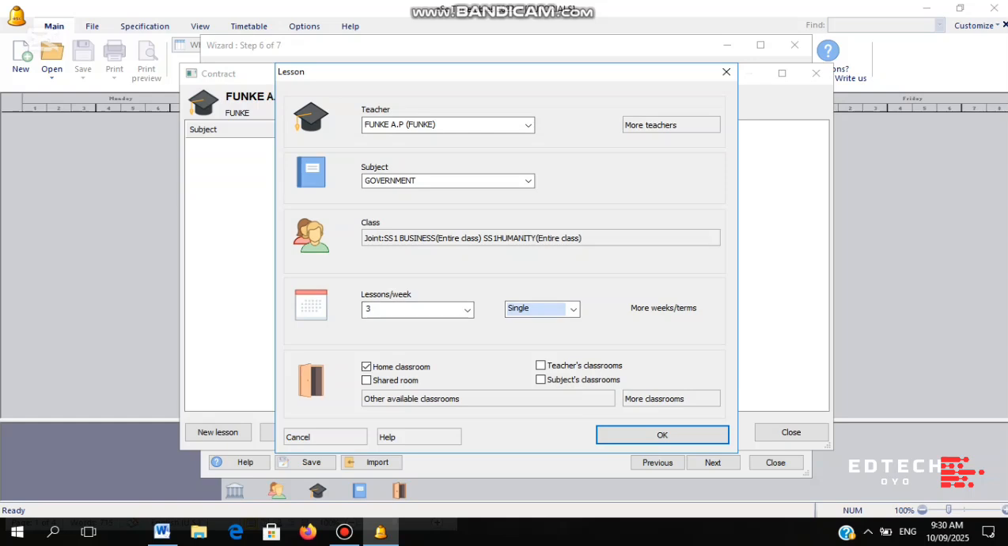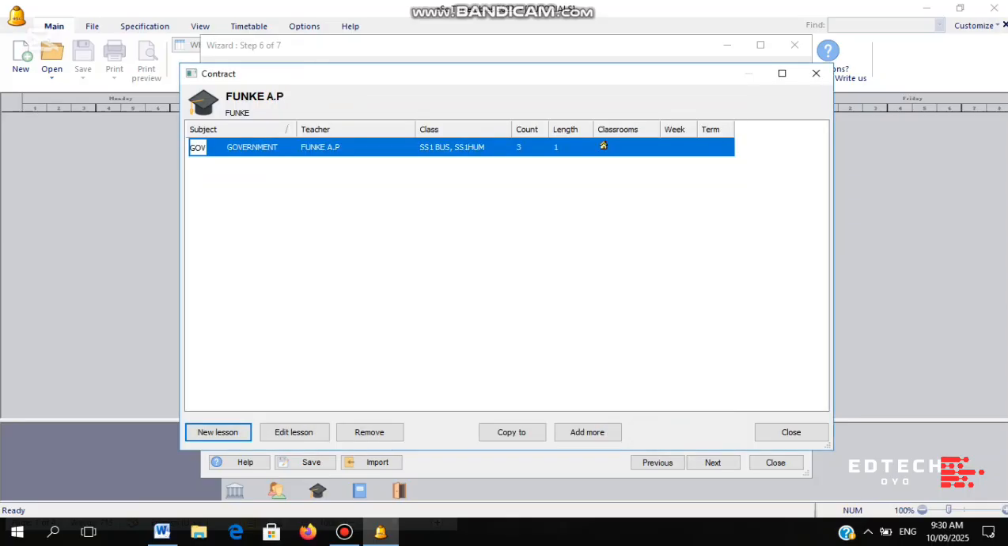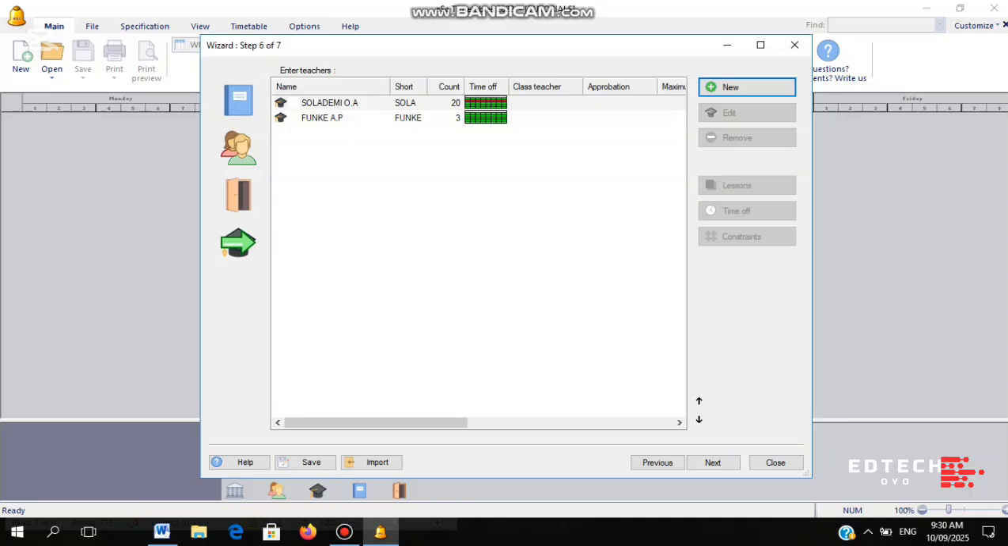Okay, what you can do, let me just explain now. What you can do is put the periods together. Put one in a period, put another one beside it in another period. Like if you put one in period 4, put another one in period 5. That's double like that. That's what I'm saying. So press OK. So this is double period. SS1 business and SS1 humanity, they are doing it together. So that is that. We can close this for Mrs. Funke. Let's say that's the only thing Mrs. Funke is teaching. So that is that.